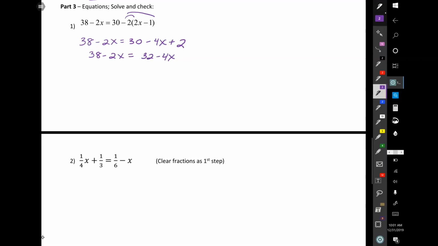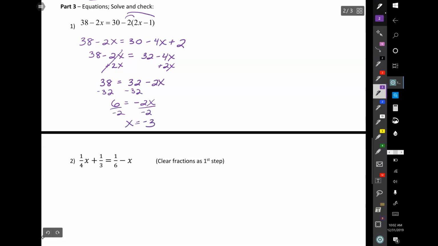Then I'm going to add the 2x to both sides. So that leaves me with 38 equals 32 minus 2x. And I'm going to subtract 32 from both sides. And that gives me 6 equals negative 2x. Divide both sides by negative 2. And I come up with x equals negative 3.